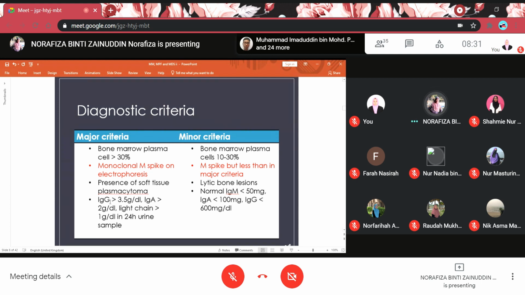Immunoglobulin G is more than 3.5 grams per deciliter. IgA is more than 2 grams per deciliter. The presence of light chain is more than 1 gram per deciliter, and all of this can be found in the 24-hour urine samples of multiple myeloma patients.